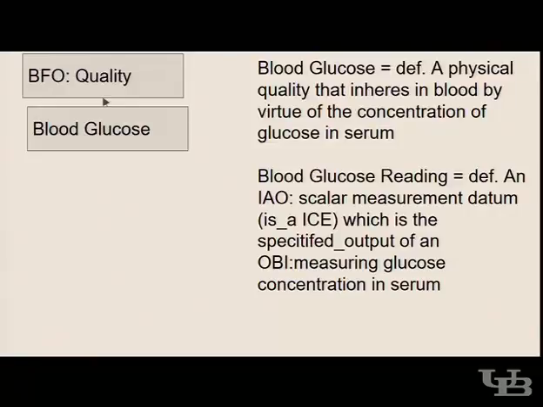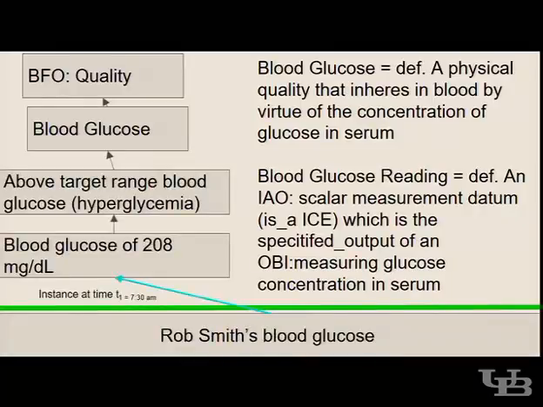and that a blood glucose reading is the scalar measurement datum, which is the specified output of some process measuring glucose concentration in serum. So this allows us to say things like Rob Smith's blood glucose exists at all times that Rob Smith exists. And at some time, T1, let's say, it instantiates a blood glucose of this particular level, 208. Don't worry about what these values mean. Of 208, which is an above target range blood glucose, which is a blood glucose.